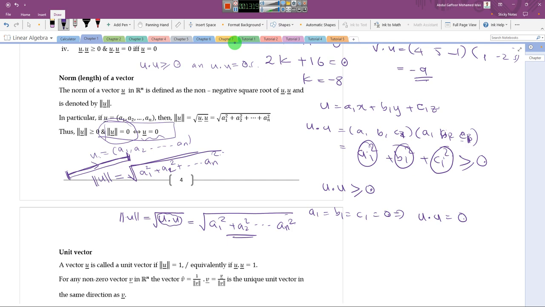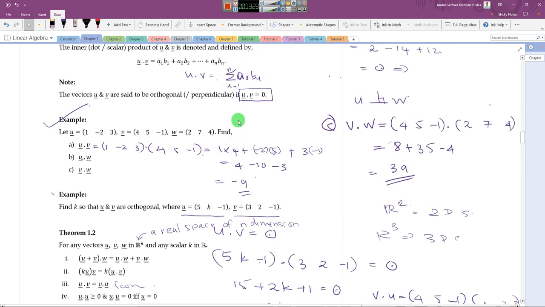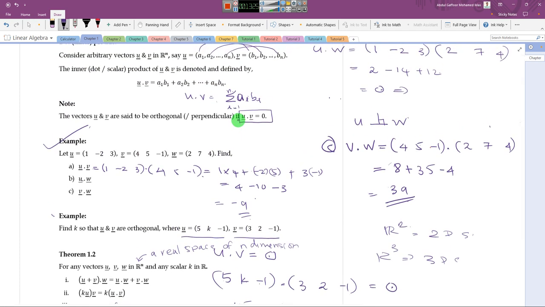For example, if I want to find the size of vector u here, now simply the norm of u will be equal to the square root of u dot u, right?